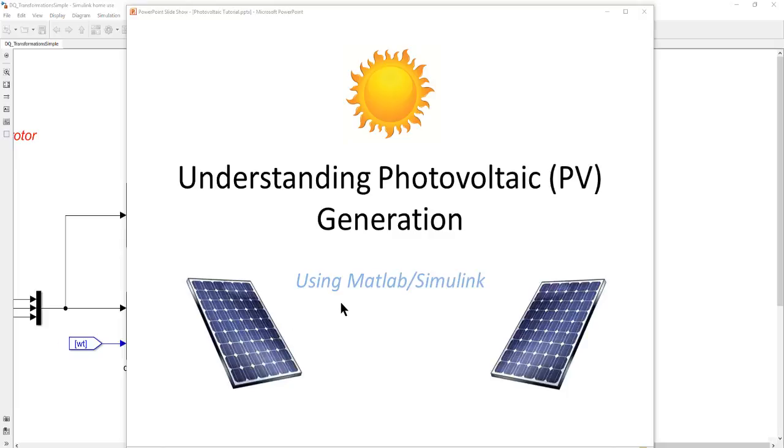Okay, this video is part 3 in our series on understanding solar photovoltaic generation and the controls they use. And we're also going to be using MATLAB and Simulink to help visualize and understand the components, but you really don't need either one to go through this series and to learn about the controls, but they are helpful so that you can model them and quickly see how they respond.